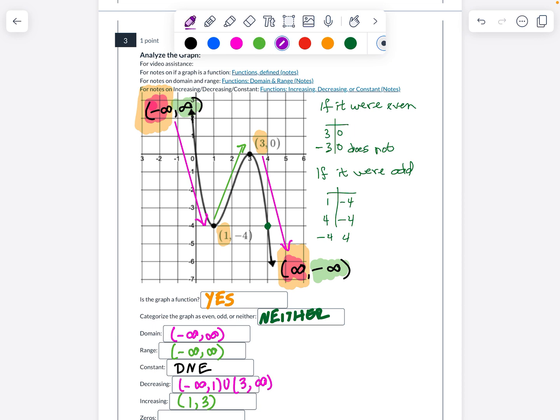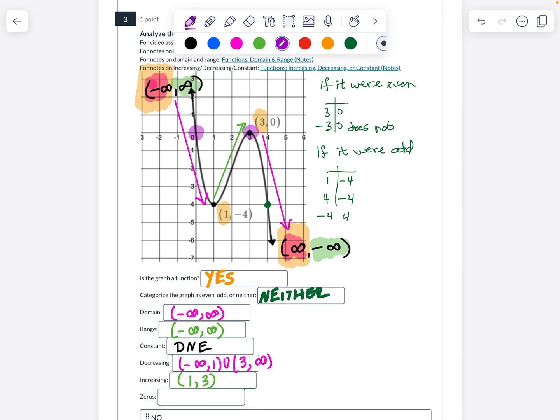There are zeros. It crosses the x-axis here. And it crosses the x-axis here. So there are zeros at 0 and 3. And not that it's asked yet, but this is a cubic polynomial. Its parent function is x to the power of 3. Okay?